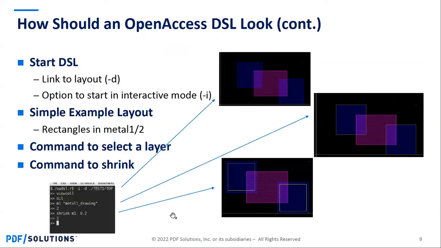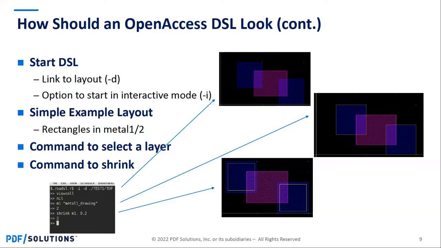Okay, now let's have a deeper look at how such a thing works. At the bottom, you see this little shell window, so you can follow along with what I'm saying point by point here. To start the DSL, we use this, I called it OpenAccess DSL.rb. It's a little Ruby code, which is actually my DSL. I give it an option -d, which simply says this is the design I want to use.